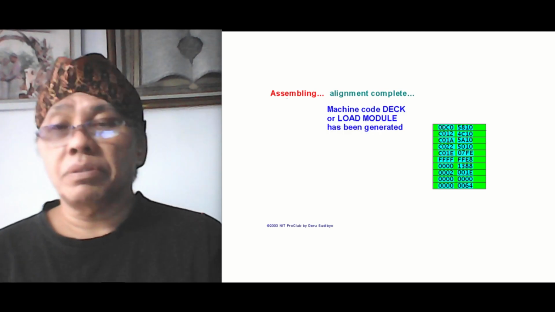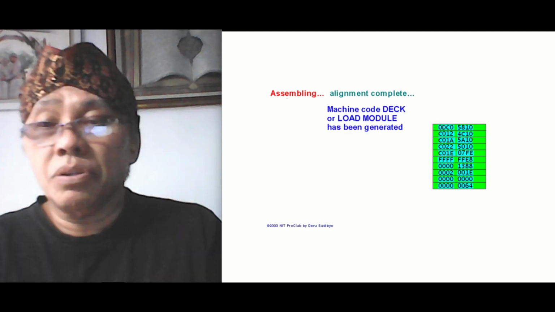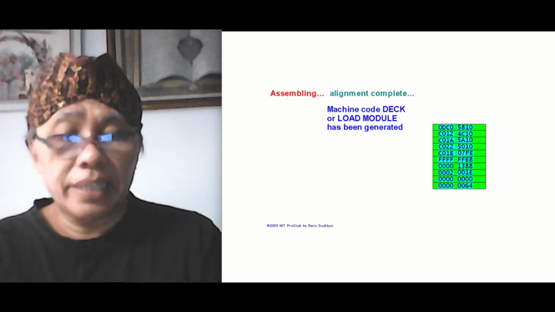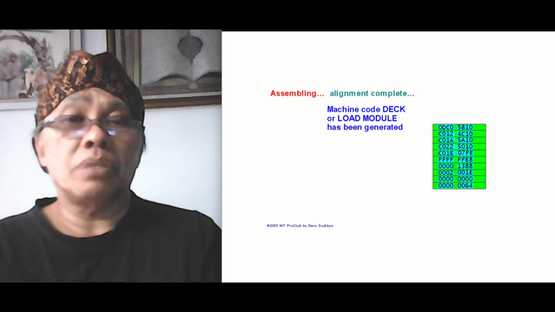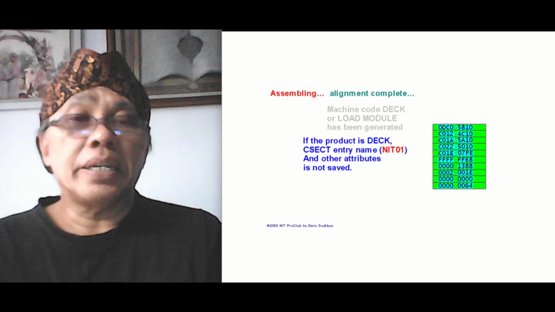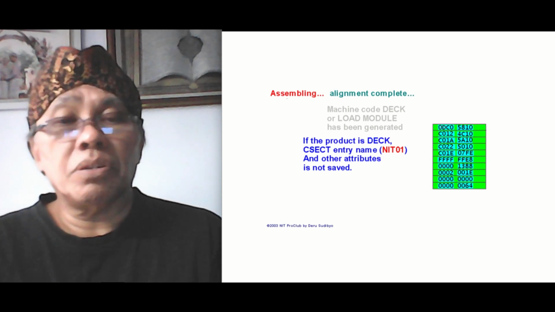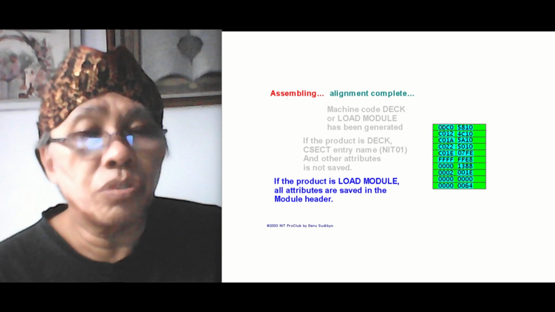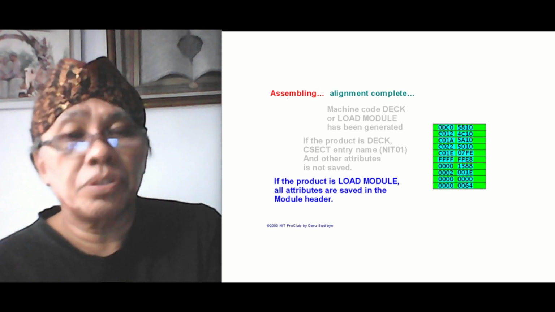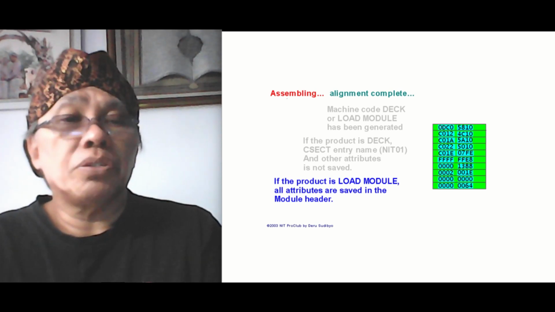Then it depends on what type of product you want to produce. You can select the deck and load module. If you select the deck, the entry name and ITL 01 and other attributes are not saved. If you produce a load module, all attributes will be saved in the module header.